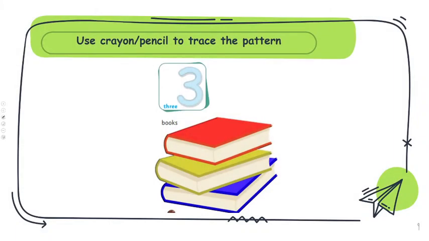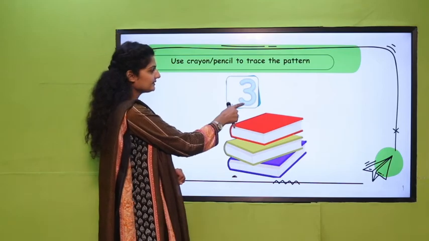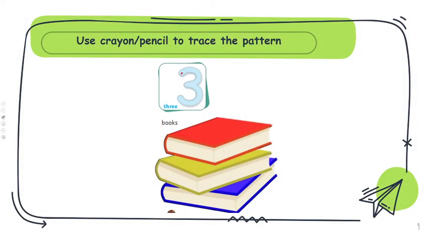Now let's count the number of books. First we need to trace the hollow number. Which number is this? Number 3. You can do it with your finger on the screen. I am doing it with the pen. Let's count the number of books. 1, 2 and 3.